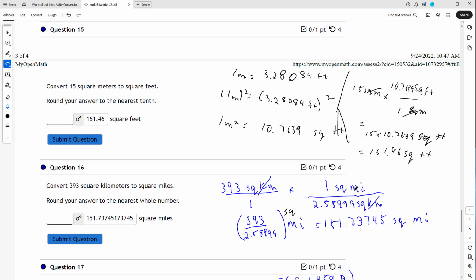Convert meters to square feet. So I know that 1 meter is 3.2808 feet, and you can square it. You see that 1 square meter is 10.763 square feet. Okay, so I want to convert 15 square meters. So I want square meters to cancel out and replace with square feet. So I have 15 times 10.76 square feet, and it gives me 161.465 square feet. And that's my answer there.